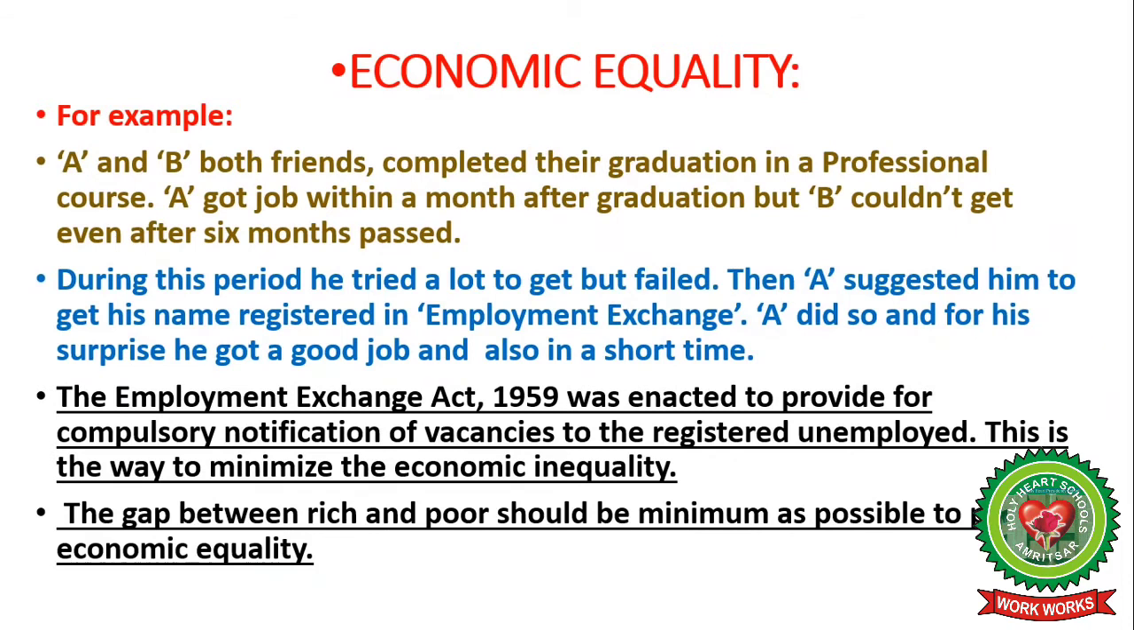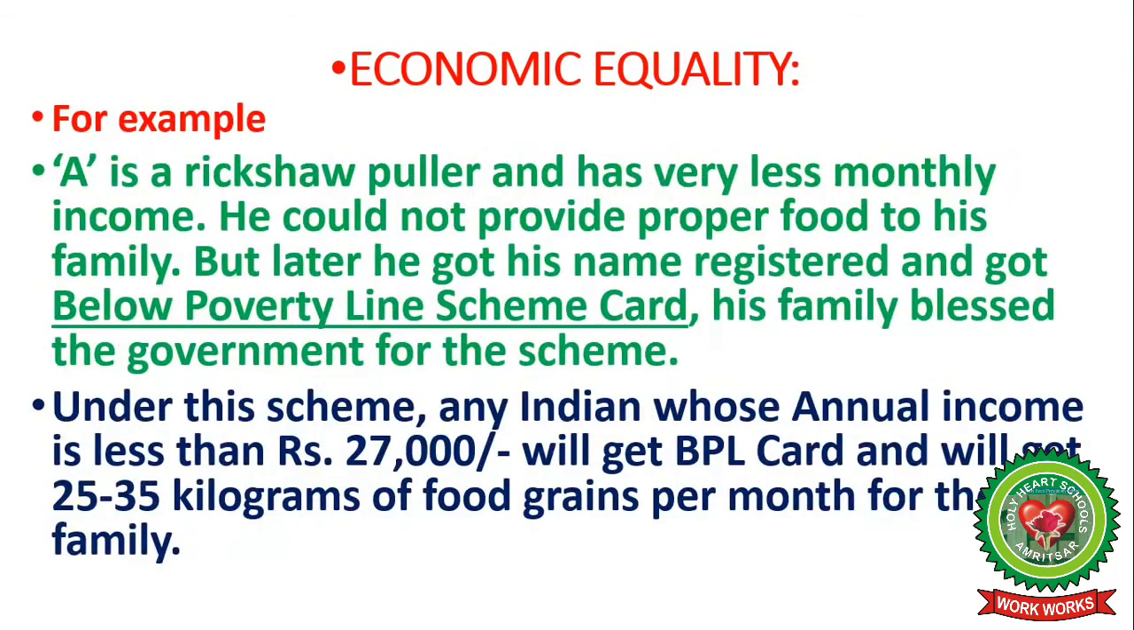But today you are living in the age of technology. You have internet facilities and mobiles in the home and in the hand. So nowadays, you need this facility less. You should be thankful to God. I am talking about the year 1959, when such things were not available. So the gap between the rich and the poor should be as minimal as possible to provide economic equality. This is the responsibility of the government: to minimize the gap between the rich and the poor to create economic equality.